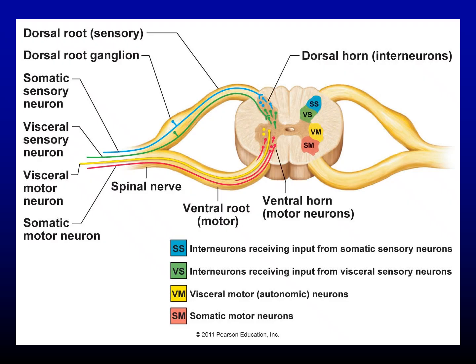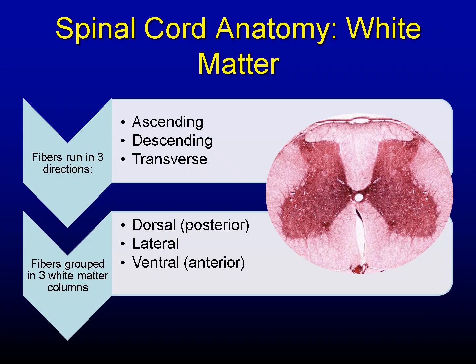In the ventral horn, the cell bodies of visceral motor or autonomic neurons are shown in yellow. These neurons regulate activities occurring in the organs. The next part of the ventral horn contains the large cell bodies of somatic motor neurons. These neurons control voluntary skeletal muscle contraction. Now let's take a look at the organization of the white matter of the spinal cord.